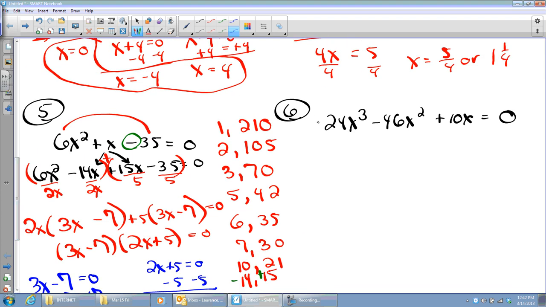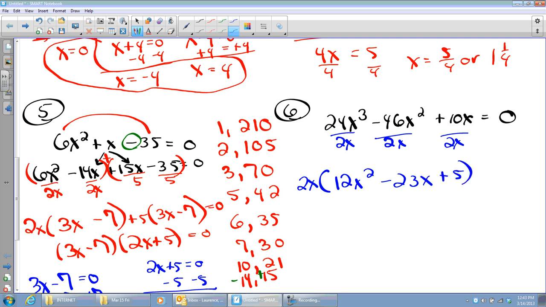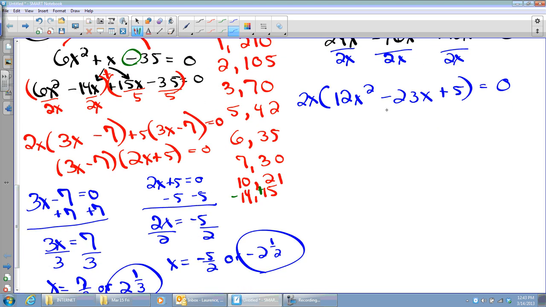All right, remember, always look for a GCF, and there is one hiding in here. I'm thinking 2x is my GCF. I think so. So I'm going to divide everything by 2x, but I'm going to pull the 2x out front. So I'm going to get a 12x squared minus a 23x, and then plus a 5. This one's not working out the way I thought it would. This might, no, it's not no solution, but let me try to factor inside now.